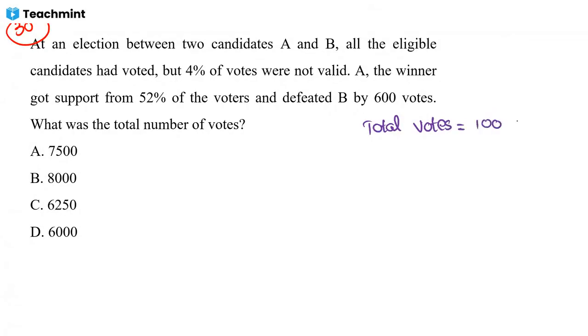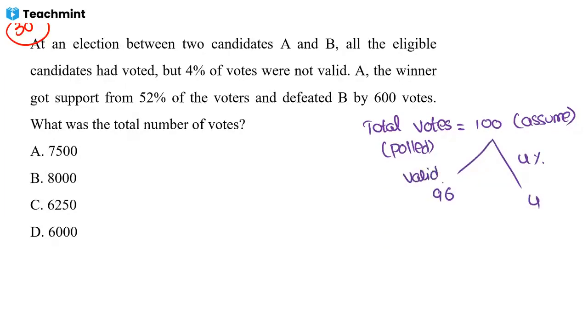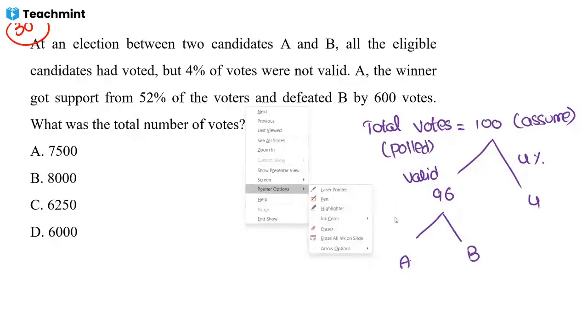100 likewise. Okay, assume 100 or 200 likewise. Assume 100. They didn't mention polled, not polled. Polled, not mentioned means all polled. All votes are polled. 100 votes are polled. Among that, 4% invalid means 4 votes are gone. Now 96 only valid. This is given for that A and B. 96 only we have to give for A and B. And they mentioned 52% of the voters supported. Okay, total voters were taken as 100.